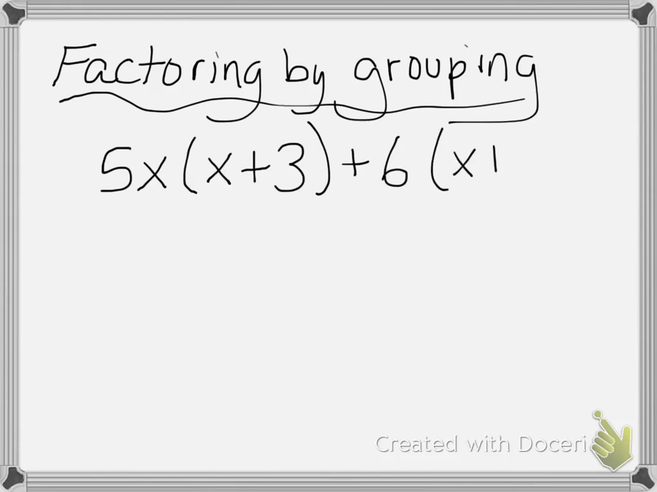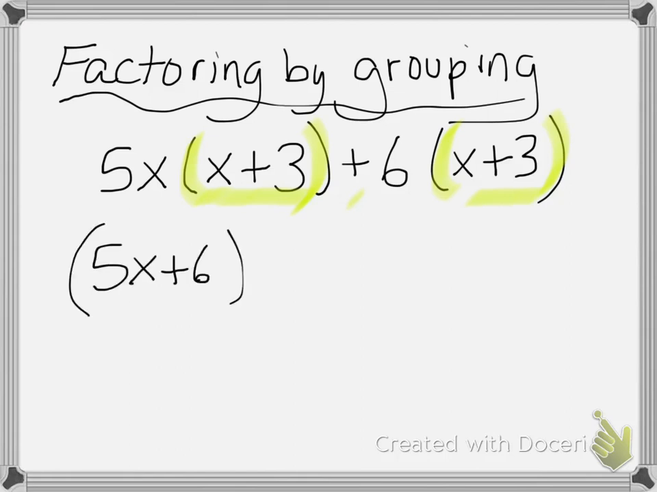But if your problem was written like this, you were to this point, you can see that 5x is multiplied by what's in this parenthesis, and then 6 is multiplied by what's in this parenthesis, and they're added together. So if that happens, then you can rewrite it as 5x plus 6 times x plus 3. And this would be your final answer, okay?